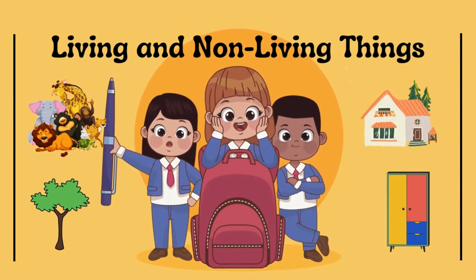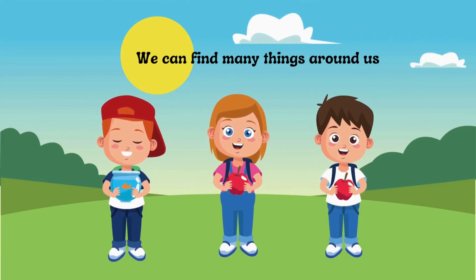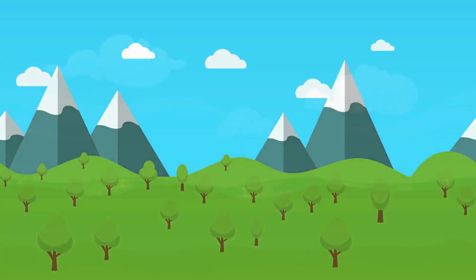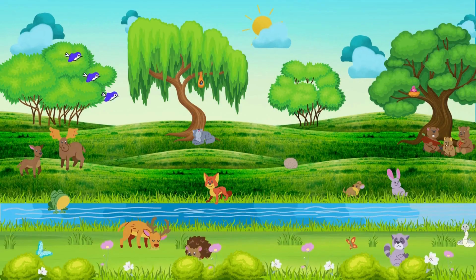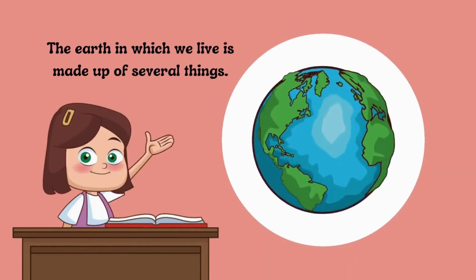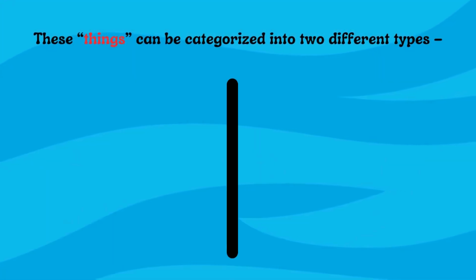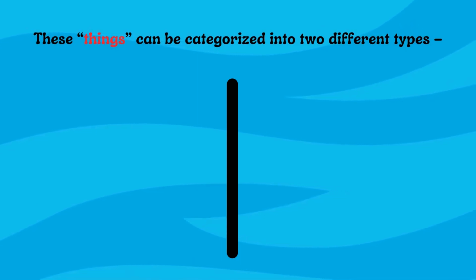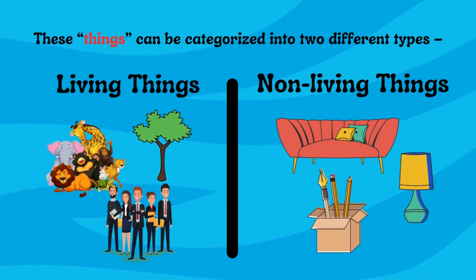Living and non-living things. We can find many things around us, from mountains and oceans to plants and animals. The earth in which we live is made up of several things. These things can be categorized into two different types: living things and non-living things.